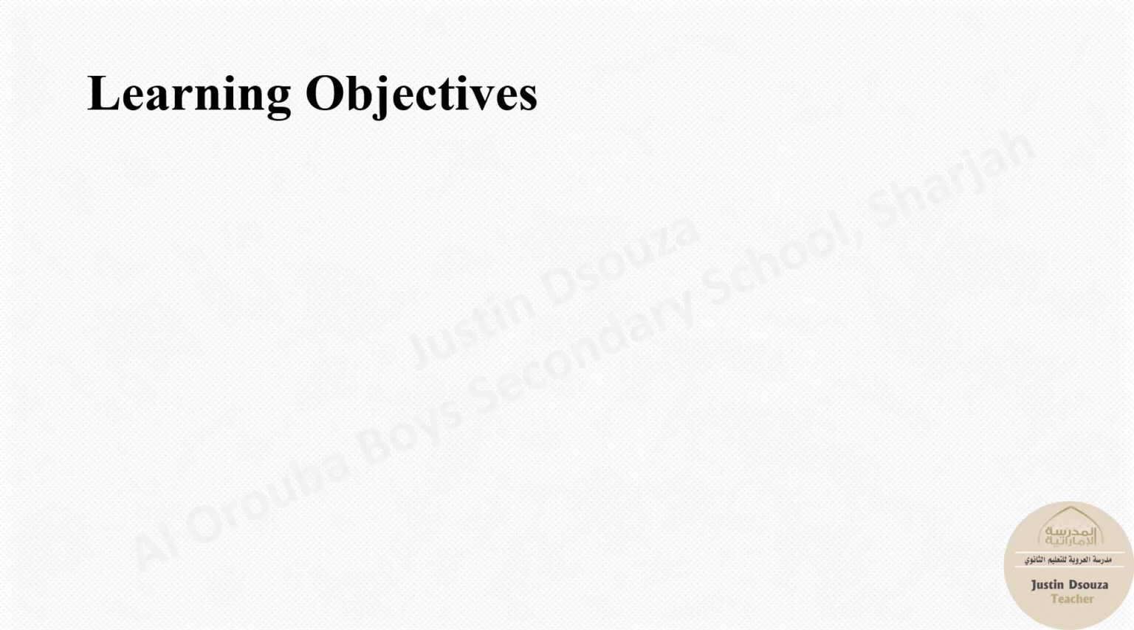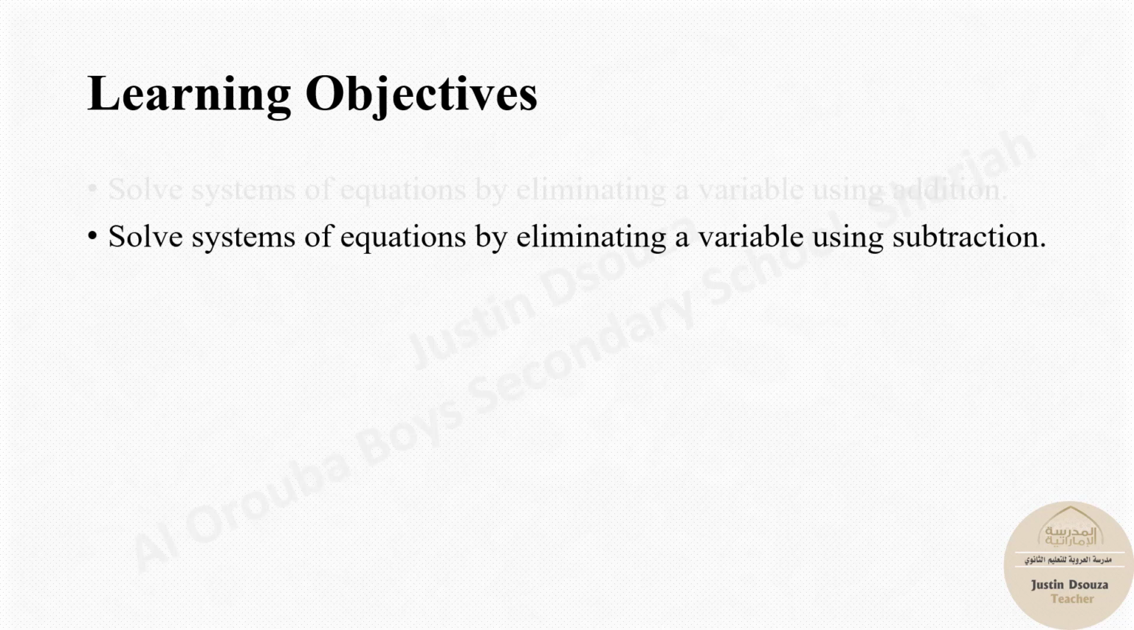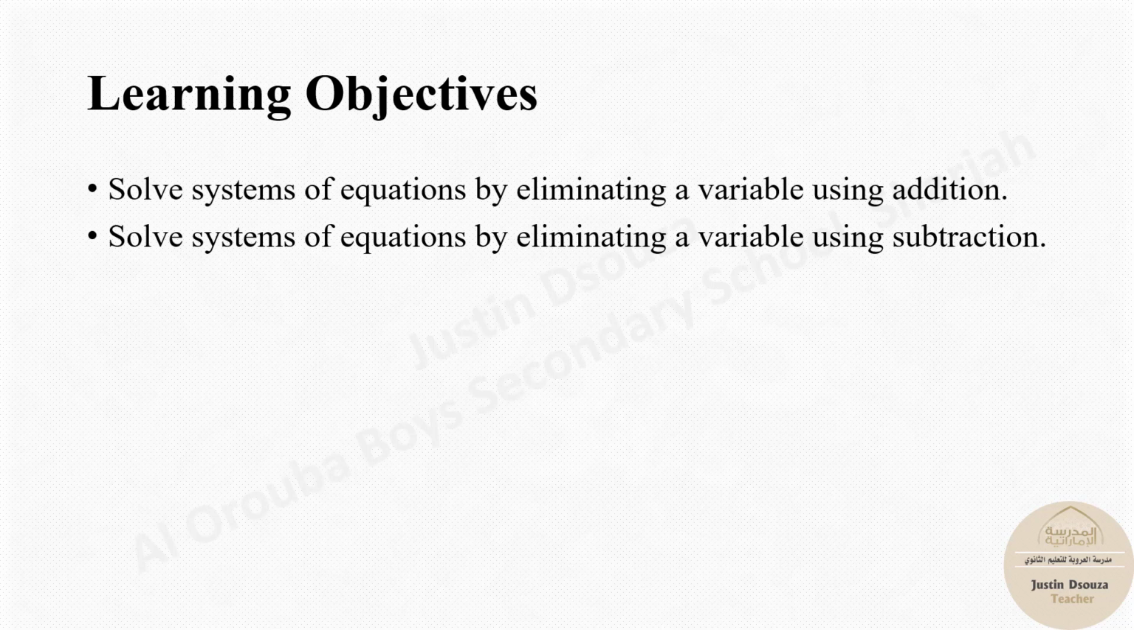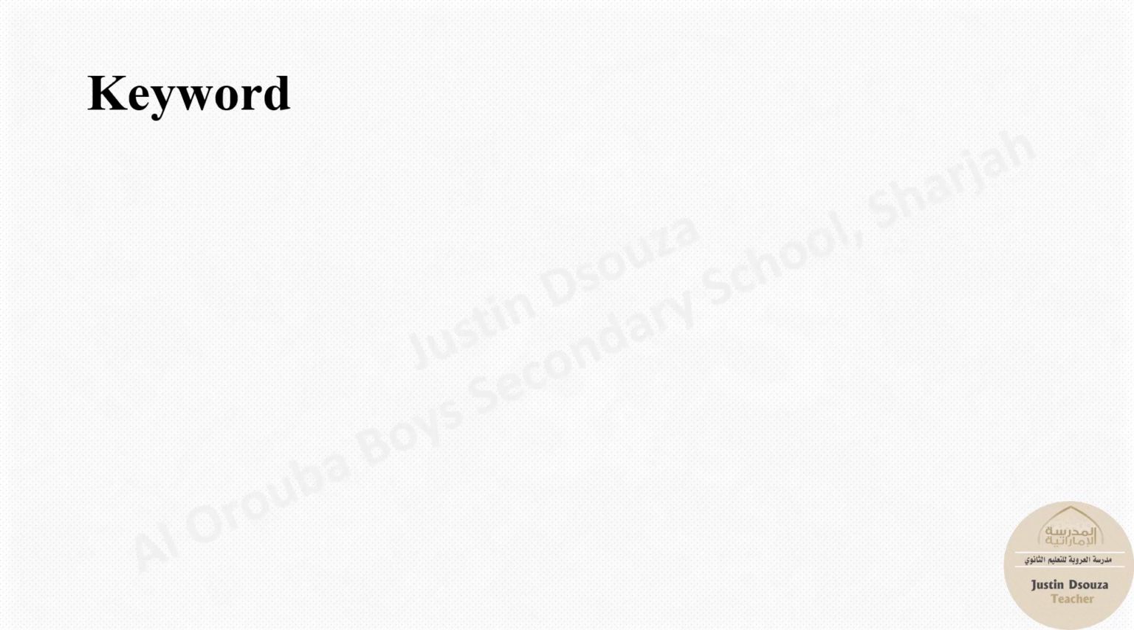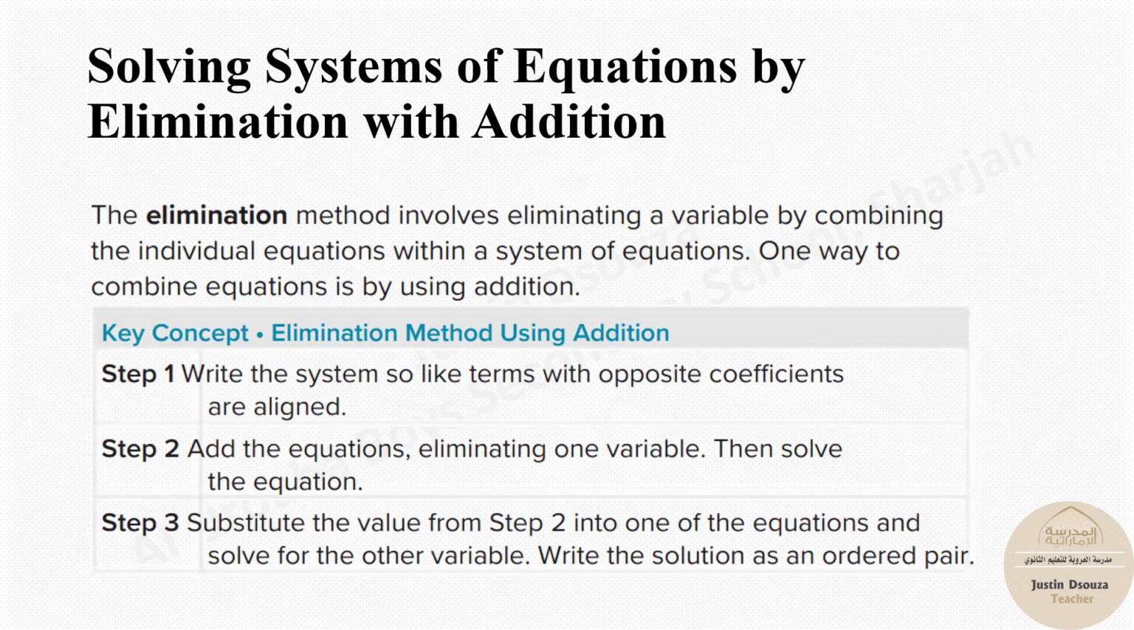The learning objectives of this lesson are to solve systems of equations by eliminating a variable using addition and to do the same thing using subtraction. We will look at both types of problems in this lesson, and the key word is elimination. Solving systems of equations by elimination with addition is what we'll look into first.